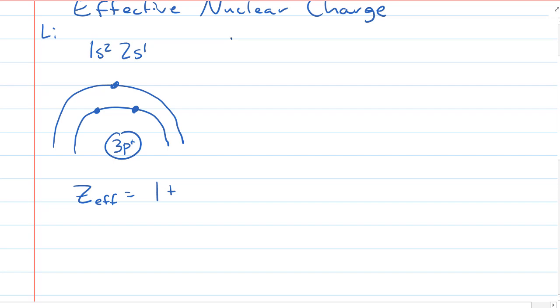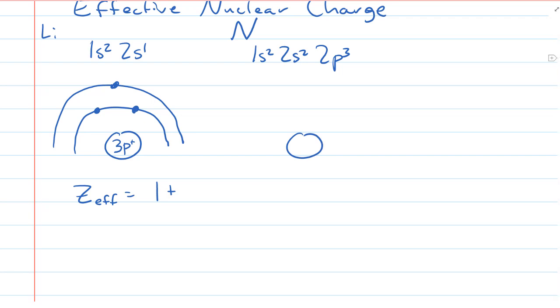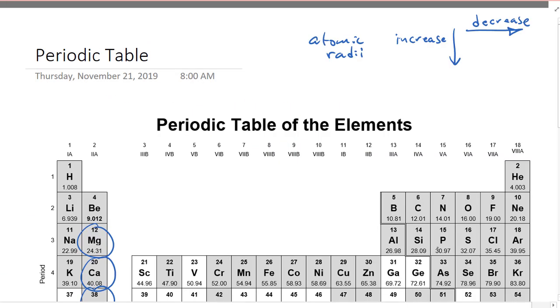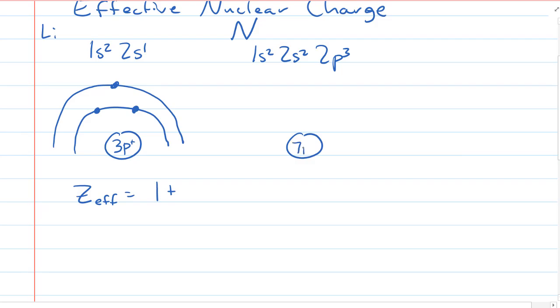If we went on to something like nitrogen, nitrogen has the electron configuration of 1s2, 2s2, 2p3. If we were to draw out a structure of nitrogen, the nucleus here would have how many protons? In the case of nitrogen, it would have 7, because its atomic number is 7.